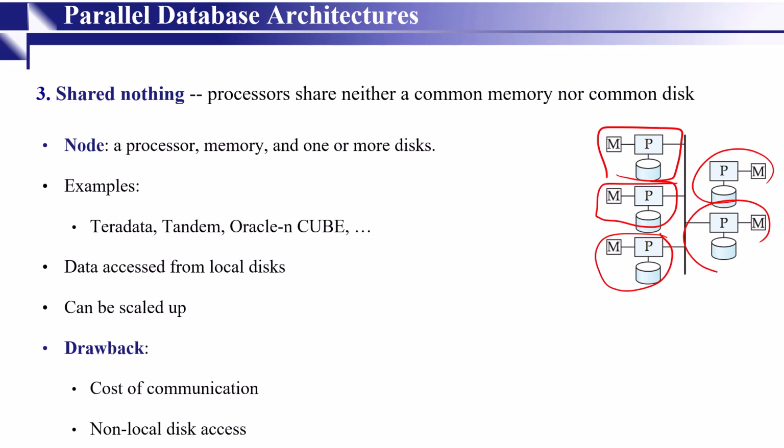Add nodes and capacity grows linearly. Data stays local, but non-local access requires network calls, raising communication costs. It's like independent offices collaborating via email, efficient but slower for remote tasks.